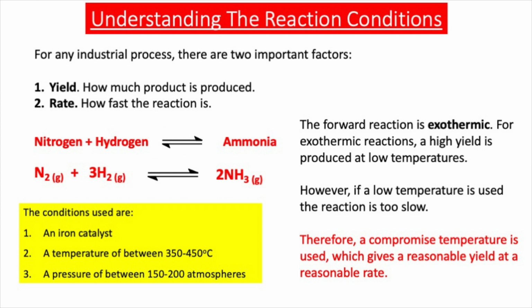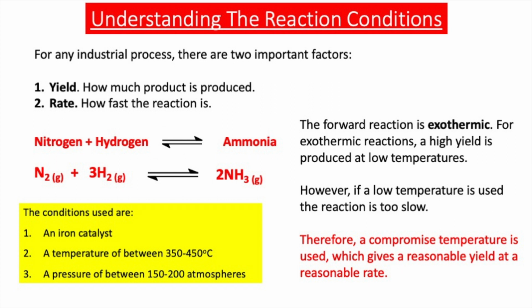Now, the forward reaction is exothermic, and for exothermic reactions, a high yield is produced at low temperatures. What we mean by this is that at low temperatures, the ammonia forms and is less likely to break up into nitrogen and hydrogen. In other words, the backward reaction is less likely to take place at low temperatures.